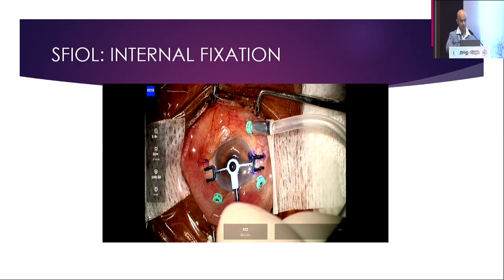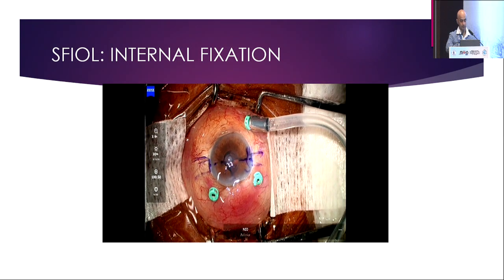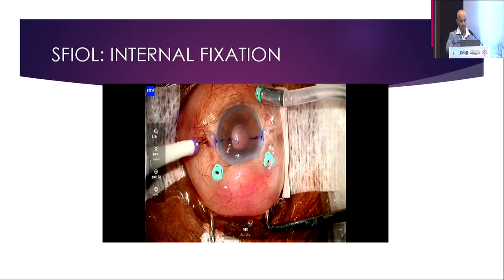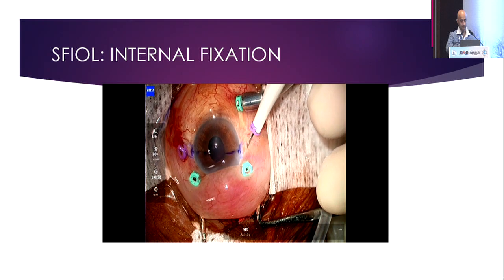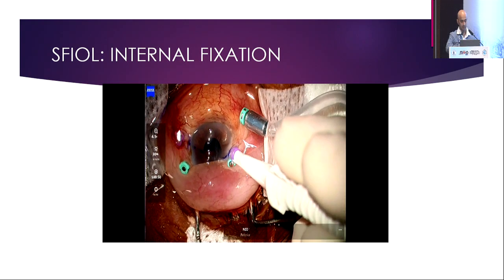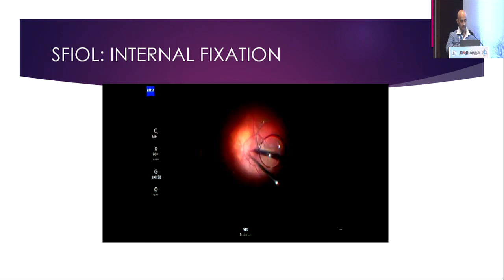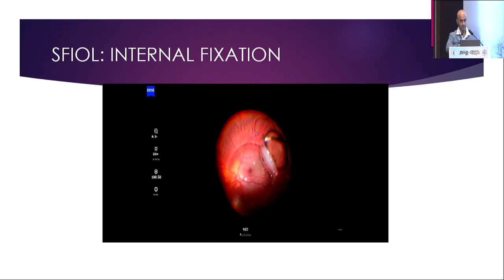Marking is done on the sclera using Dr. Ashwin's marker. Then I am using 27 gauge trocars here. And then a PFCL is injected in the eye, the intraocular lens is floated up, and then the same lens will be fixed from inside out.